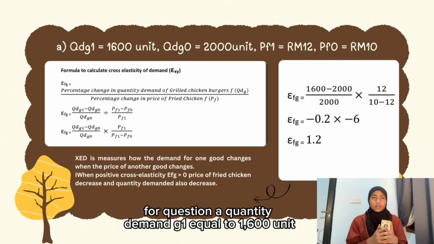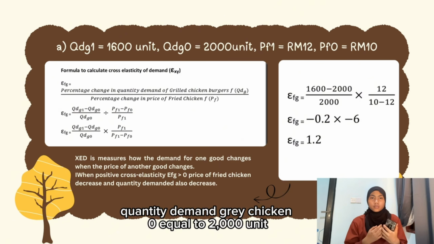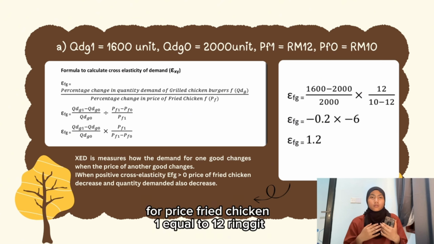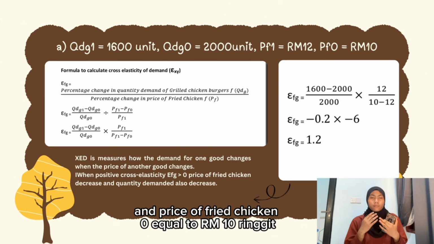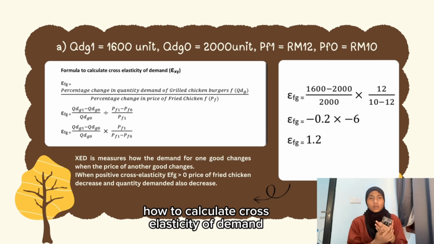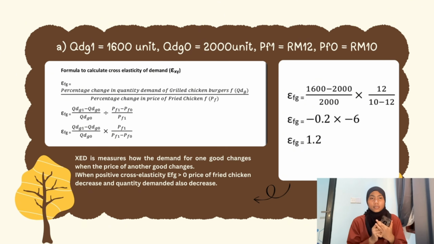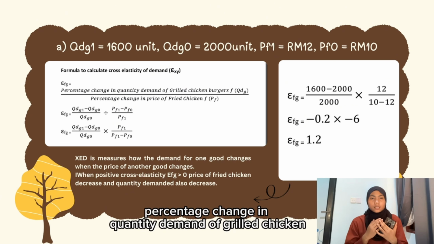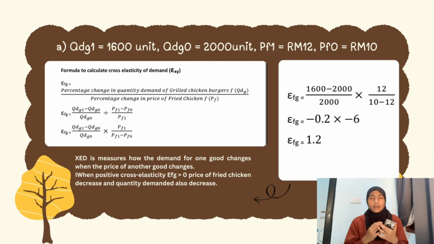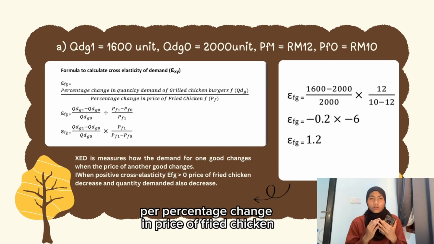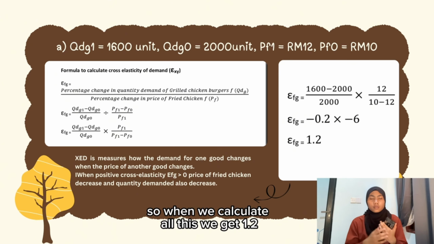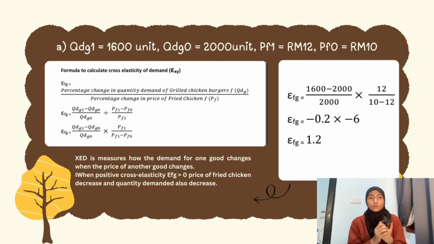For question A, quantity demanded of grilled chicken 1 equals 1,600 units. Quantity demanded of grilled chicken 0 equals 2,000 units. For price of fried chicken 1 equals 12 ringgit and price of fried chicken 0 equals 10 ringgit. This is the formula to calculate cross elasticity of demand: percentage change in quantity demanded of grilled chicken burgers per percentage change in price of fried chicken. So when we calculate all this, we get 1.2.